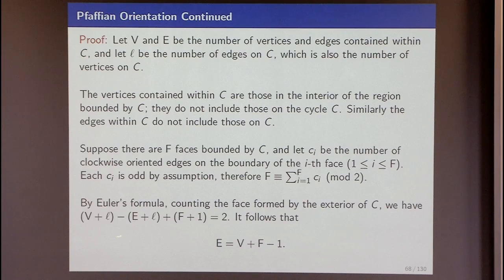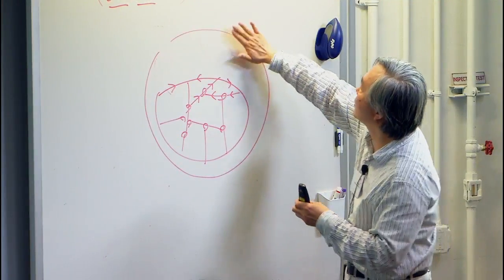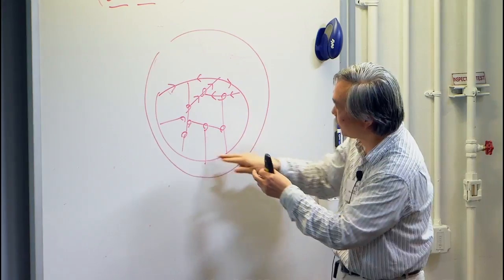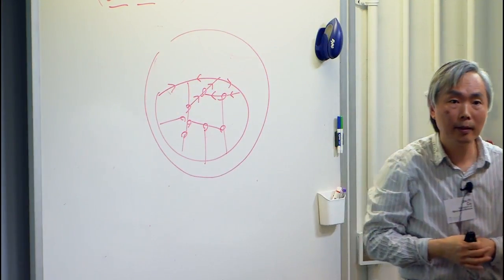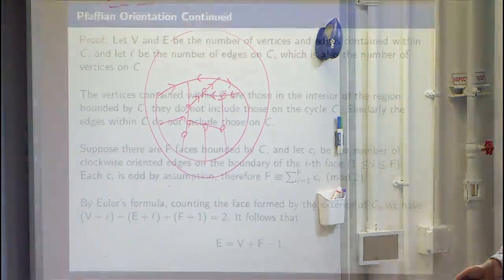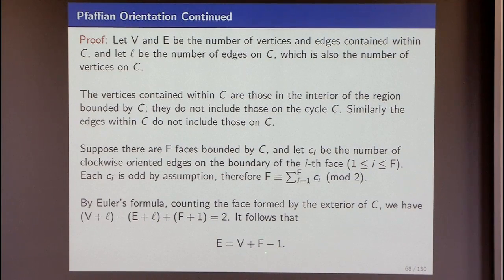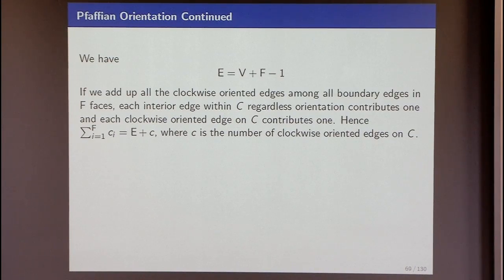Now, of course, there's Euler's formula. This is where the planarity comes in, right? The number of vertices, including the points on the cycle, is V plus L. The number of edges is E plus L. The number of faces is F plus 1 because there's one external face outside of this cycle. Forget about these edges altogether. Just think about this and the external face. Okay? And that quantity has to be 2. And doing some arithmetic, you get this quantity. So this is the quantity we had.